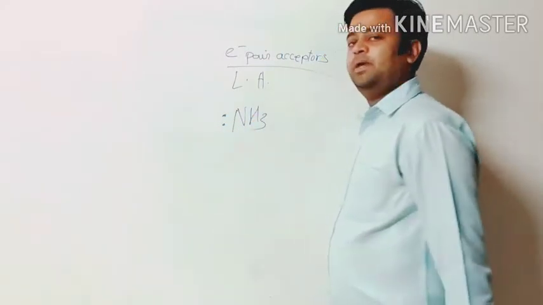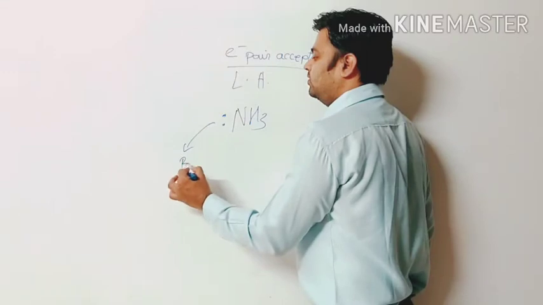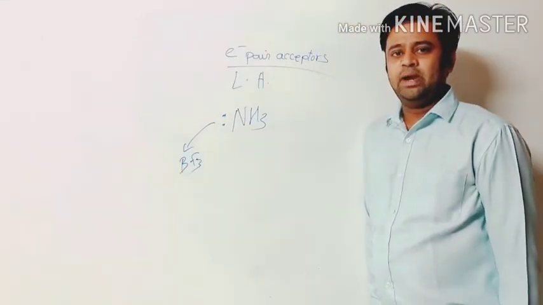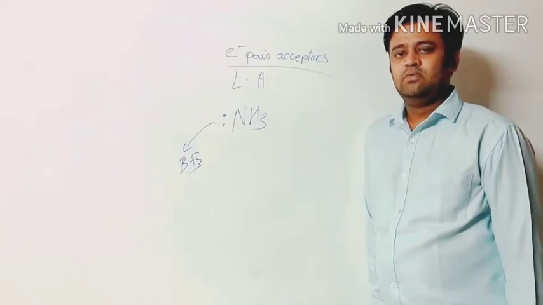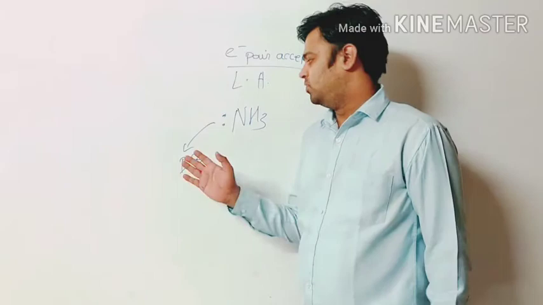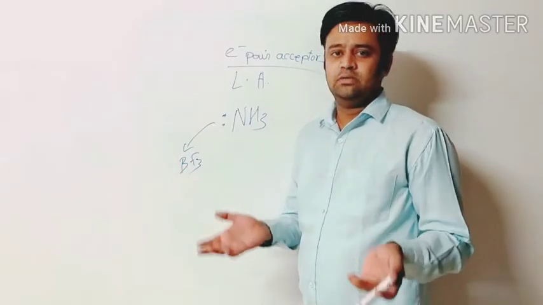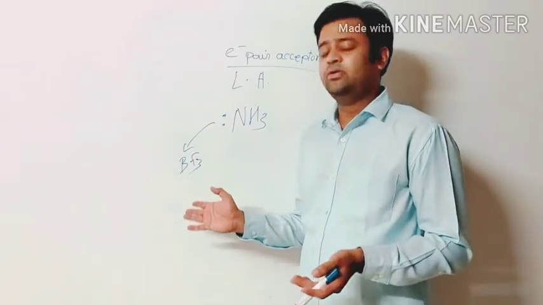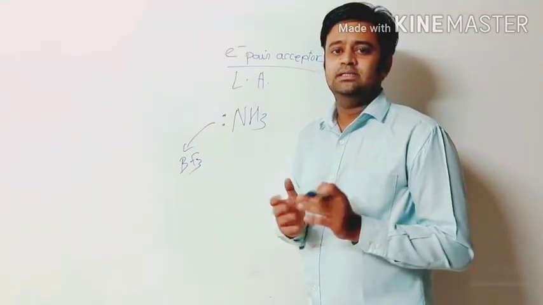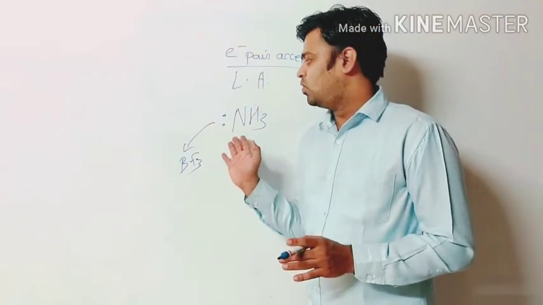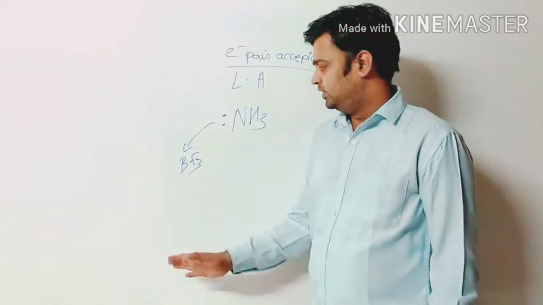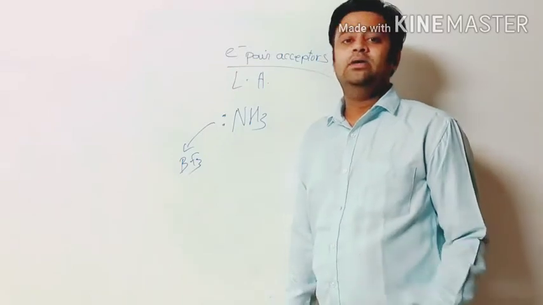Ammonia has a lone pair of electrons, and it can donate its electrons to BF3 and form an adduct. Why is this possible? Because nitrogen has an extra pair of electrons, and BF3 is an electron deficient molecule, and hence a coordinate covalent bond gets formed. This happens only due to the presence of vacant orbitals.